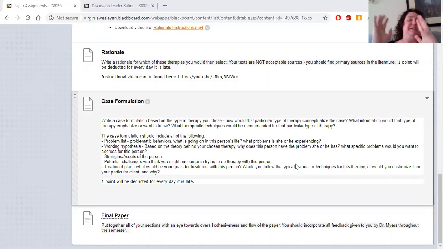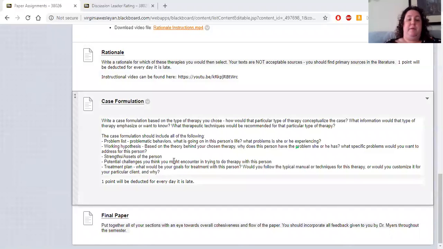Obviously this is going to be really different if you're thinking from a psychoanalytic perspective, where we might be thinking Oedipal things, versus a cognitive behavioral perspective, where we're going to be thinking pretty concretely about what they're telling themselves in the moment, right? What information would that type of therapy emphasize or want to know, and what therapeutic techniques would be recommended? You've covered some of this in your rationale, but you can expand on it here if you want.